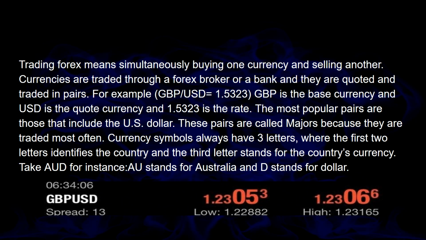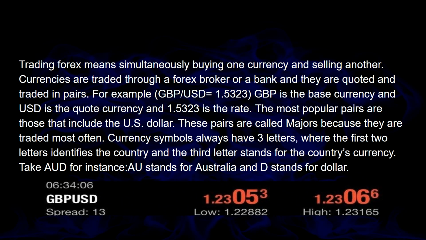So trading forex means simultaneously buying one currency and selling another, like I explained before. Currencies are traded through a forex broker or bank, and they are quoted and traded in pairs. For example, GBP USD, also known as Great British Pound versus the United States dollar, equals 1.5323. GBP is the base currency, USD is the quote currency, and 1.5323 is the rate.